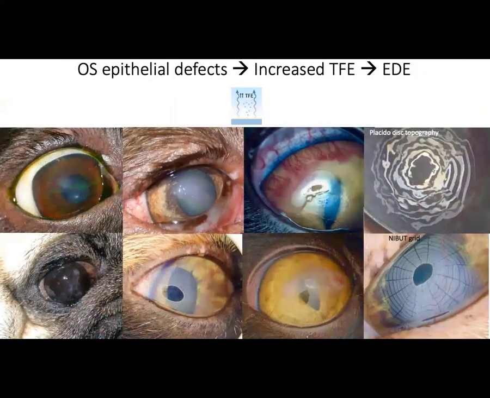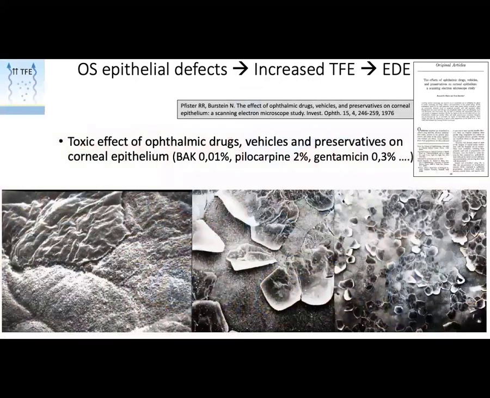Sometimes ocular surface defects are easily diagnosed at the first approach. In some cases, we need to use stains like fluorescein or rose bengal, but it may be necessary to apply more advanced diagnostic tests like ocular surface topography. Preservatives, vehicles, and some drugs used for ophthalmic drops may have toxic effects and alter the ocular surface epithelia with loss of cells and tear film instability.